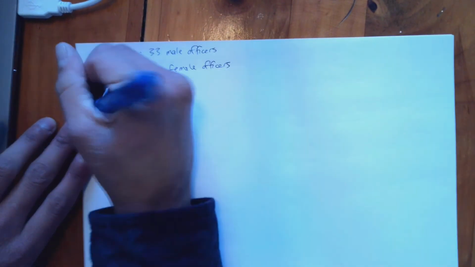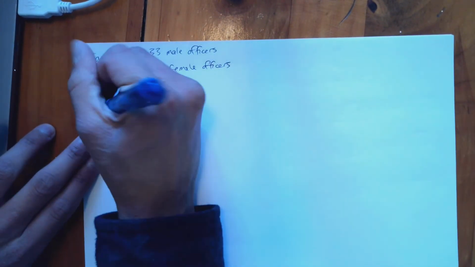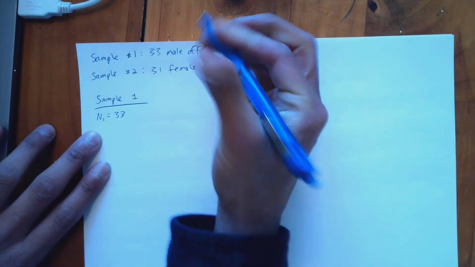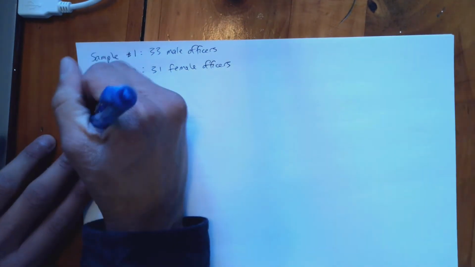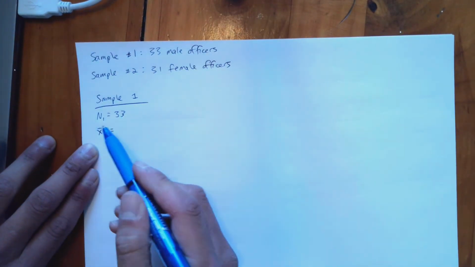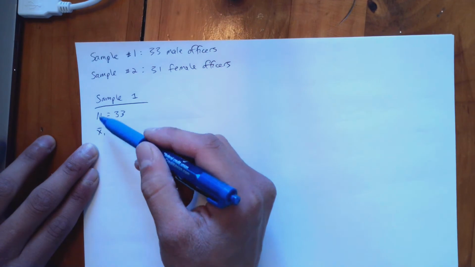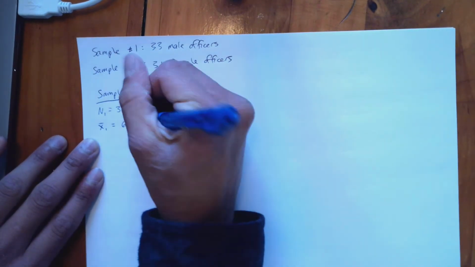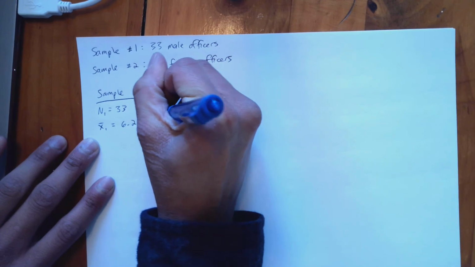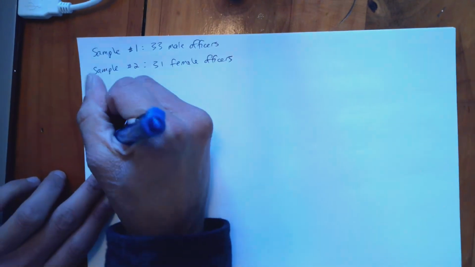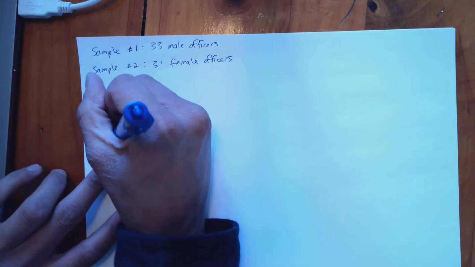Where for sample 1, our N1, or our N for the sample, would be 33, so that's 33 male officers. Our mean for the sample, and so for sample 1 here, I'm just putting a little 1 next to each of these, is 6.2 incidents, and we'll say this is use of force incidents in the last month. And our standard deviation for the sample is 1.1 incidents.